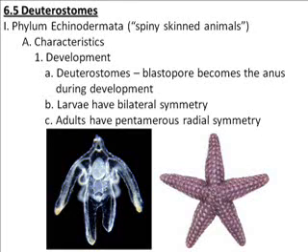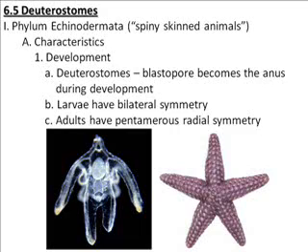Important characteristics of this phylum include their development, in which they are deuterostomes, and this means that the blastopore in the gastrula eventually becomes the anus during development. This is different from the protostomes, where that blastopore becomes the mouth. The larvae of echinoderms are bilaterally symmetrical. However, the adults end up having pentamerous radial symmetry, which is a radial symmetry, or symmetry around a center point, that has 5 parts.